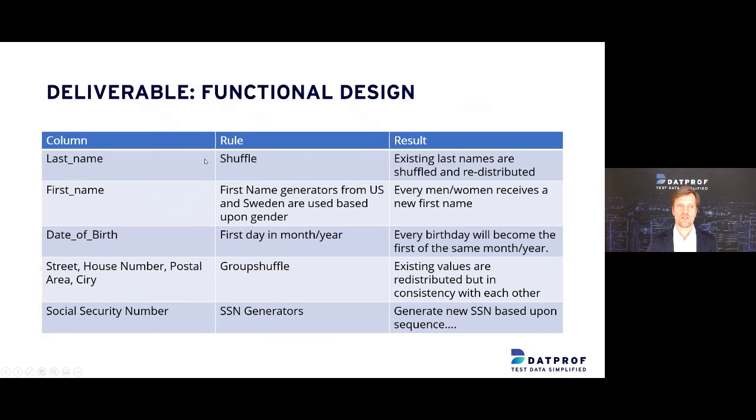And there are several ways. What's also interesting is that we have a group shuffle available, which is really helpful, especially in postal areas, where we can keep the consistency. So postal areas, if you want to shuffle them, we can keep streets, addresses, all sorts of information together and shuffle them all together, replacing these existing values in other columns, which is an interesting functionality inside DATPROF Privacy. And in this specific functional design, I also said we want to generate new social security numbers based upon a certain sequence.